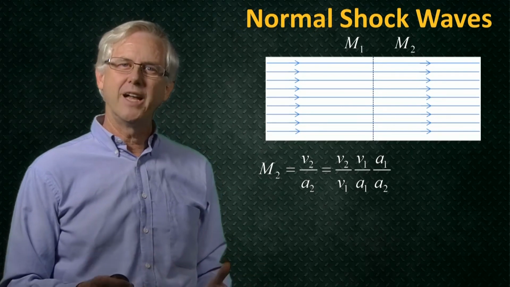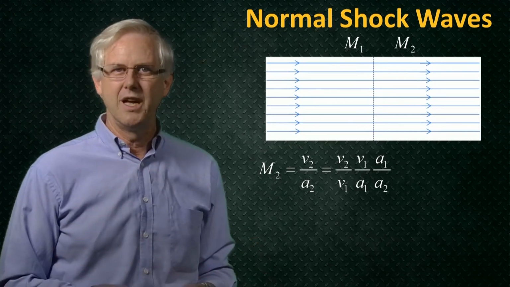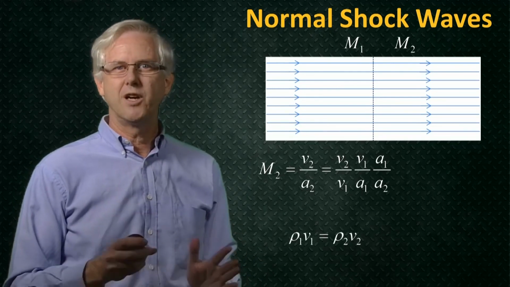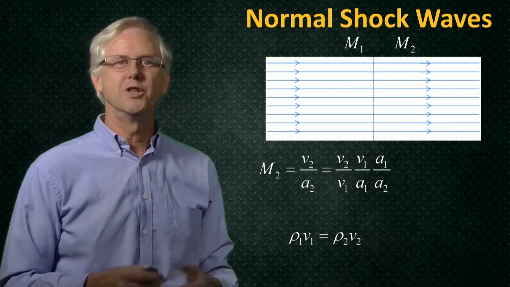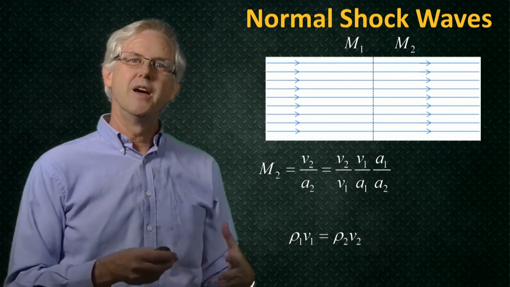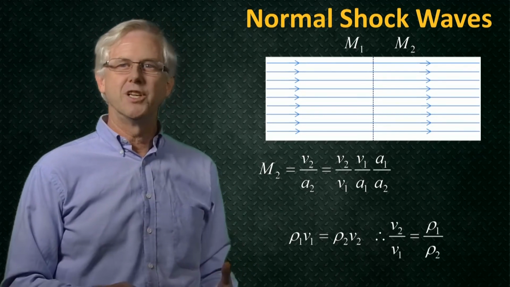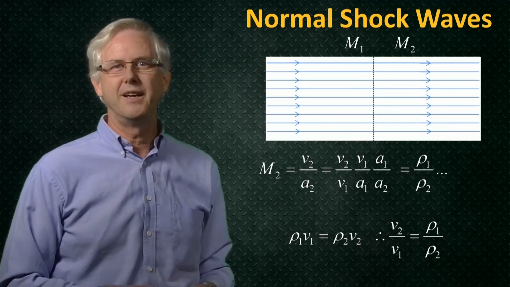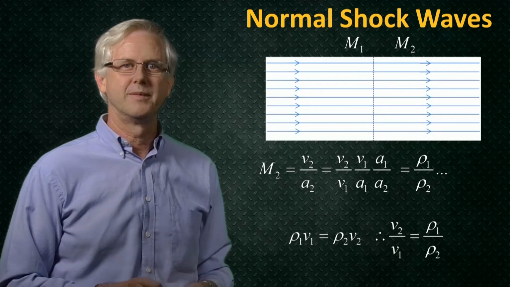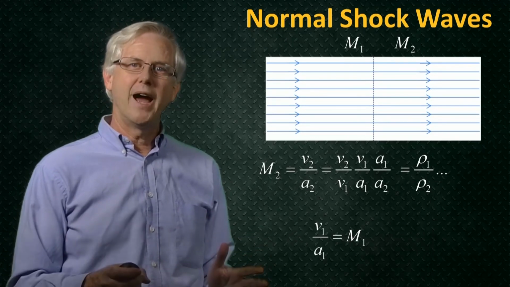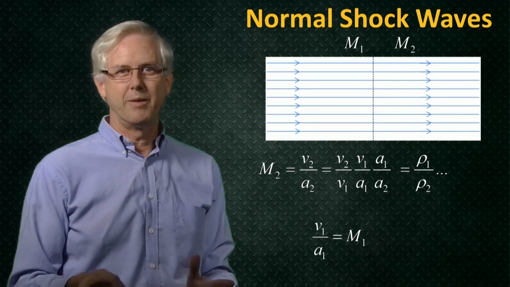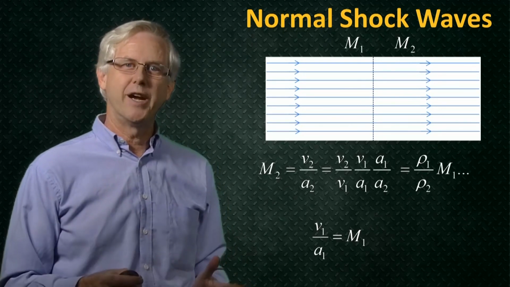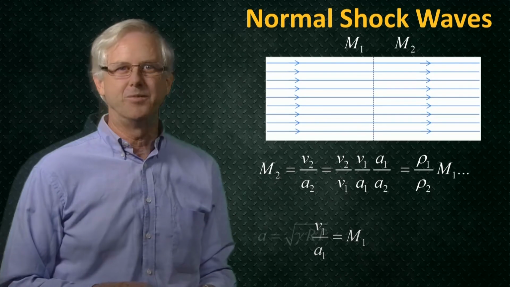Recall from our analysis of normal shock waves that the conservation of mass gives us that ρ1 times v1 is equal to ρ2 times v2. So v2 over v1 just equals ρ1 over ρ2. Let's put that in for our first ratio. Now, v1 over a1 will be the Mach number upstream of the shock wave, so it'll be M1. So the second ratio just becomes M1.